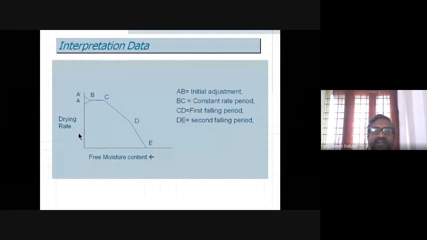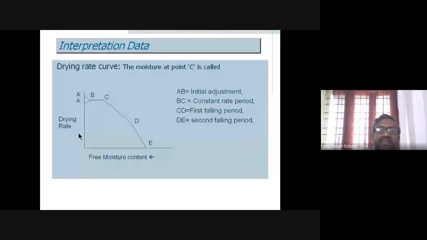So this is actually 4 stages, and the point C is what is called the critical point. This is the point C, which I am showing here. That is CMC, critical moisture content.